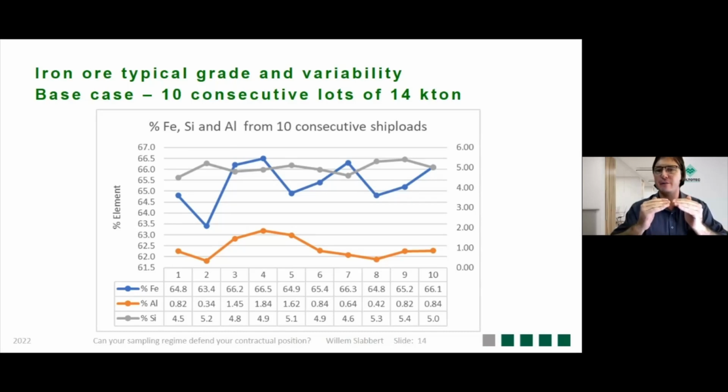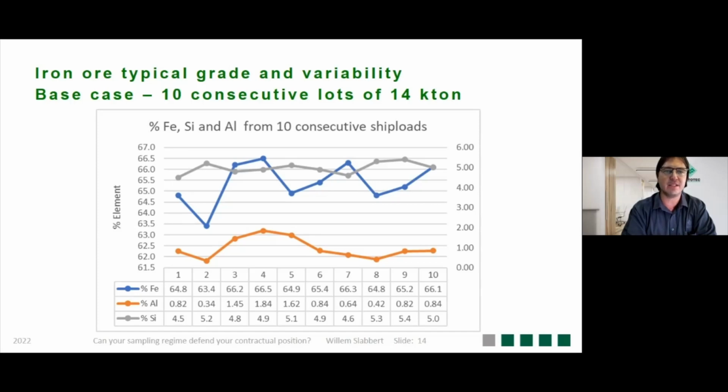Given that we followed our first advice of taking 25 primary sample increments per shipload into a composite sample and analyzing that, assume for a moment that we have built that sampling plant and that it is performing accurately. It then puts us in a position to measure from 10 consecutive shiploads, taking 25 increments per shipload and analyzing the composite sample. We can then measure the variability of our ore over the 10 shiploads.